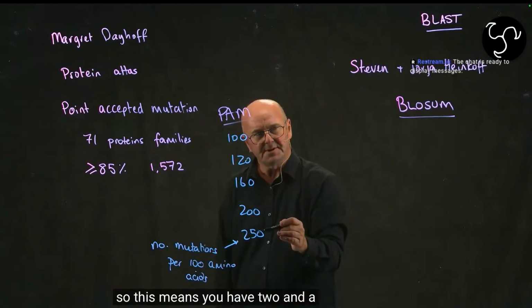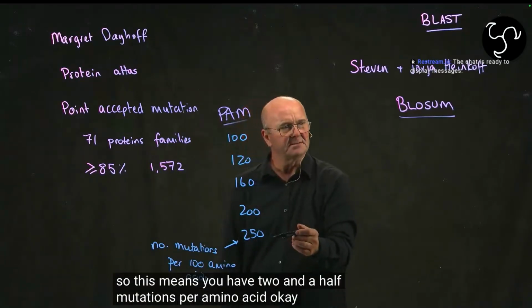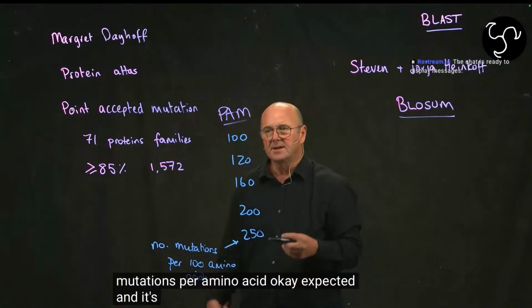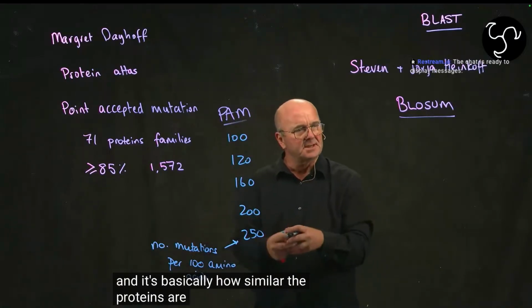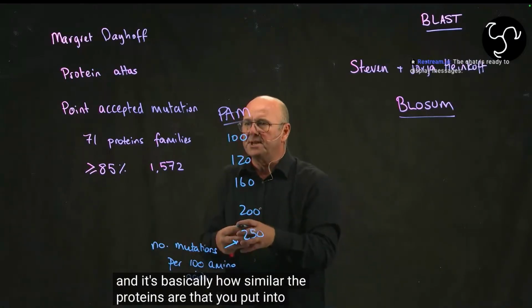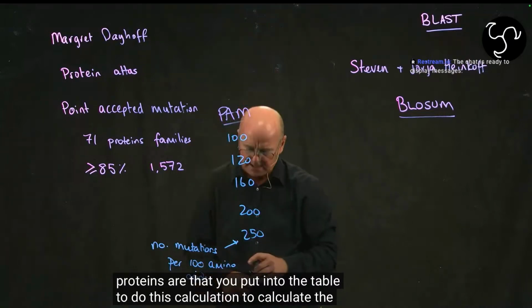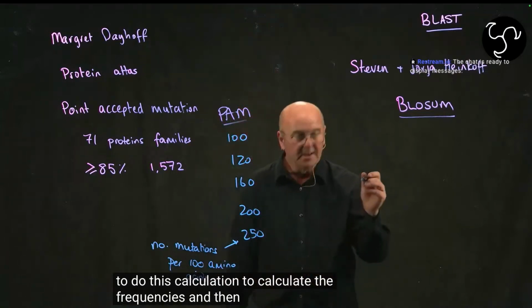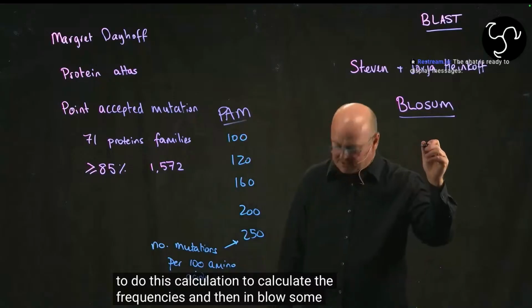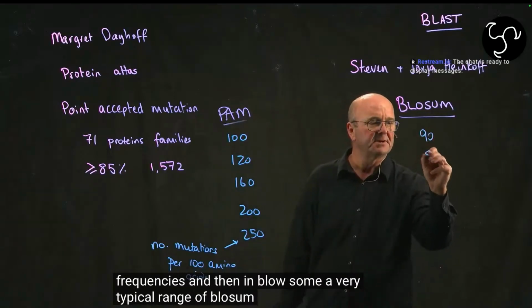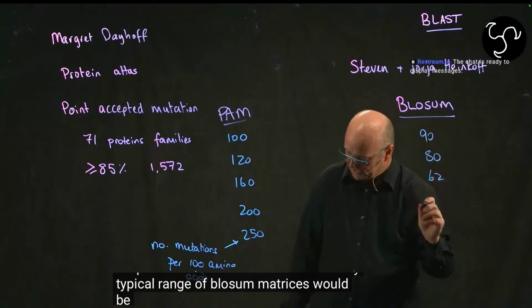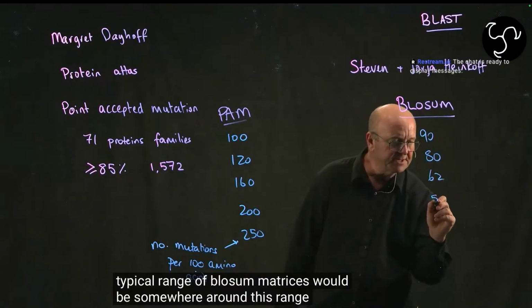So this means you have 2.5 mutations per amino acid expected. And it's basically how similar the proteins are that you put into the table to calculate the frequencies. And then in BLOSUM, a very typical range of BLOSUM matrices would be somewhere around this range.